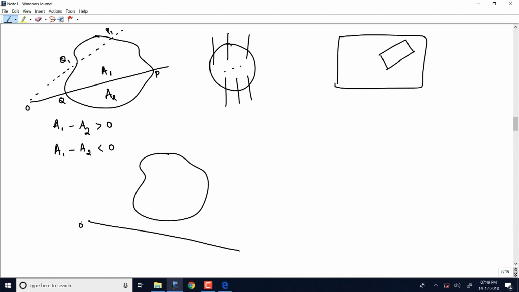And by the intermediate value property, since the continuous function A1 minus A2 is positive at some point and negative at some other point, it must be 0 in between somewhere, and thus we get a straight line knife cut which bisects the region into two equal halves. Am I right, sir? Yeah, right. This only proves the existence.